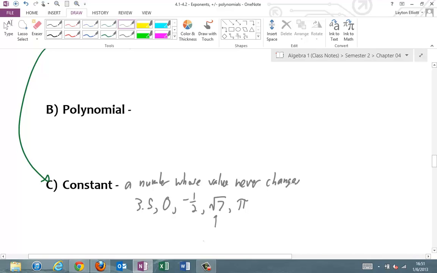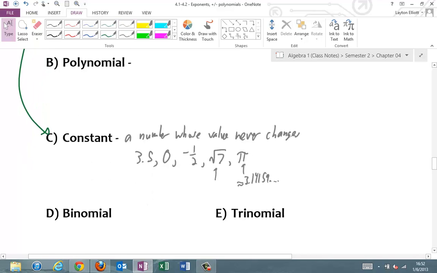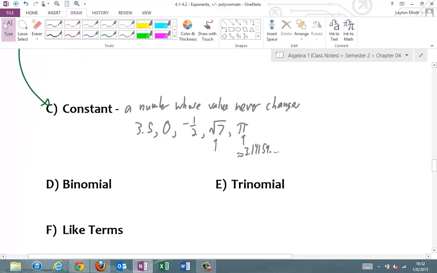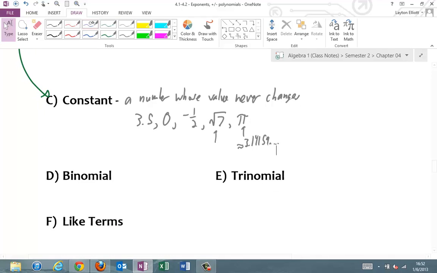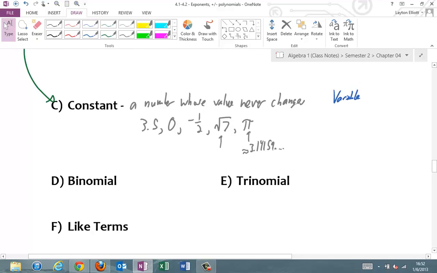Square root of 7 is somewhere in between the square root of 4, which is 2, and the square root of 9, which is 3. So you kind of know it's going to fall somewhere between 2 and 3 on the number line, just like you know that pi is about 3.14159, and we know its value. But opposite of a constant, I'm trying to see if I have it here. I don't. So let's put it over here. The antonym of a constant would be a variable, which we saw back up here.